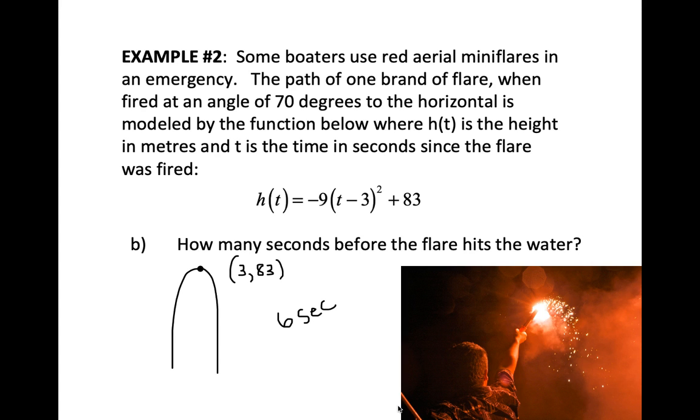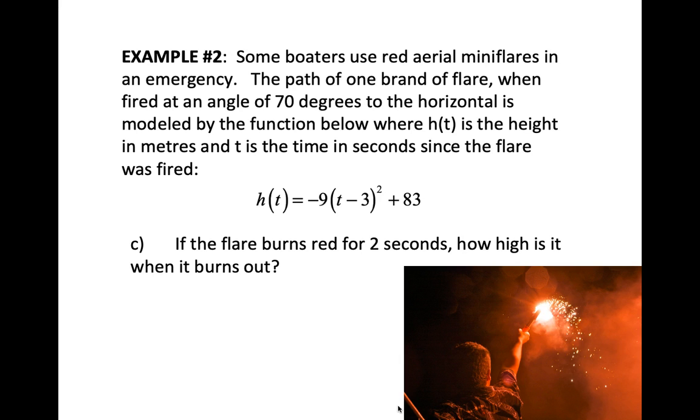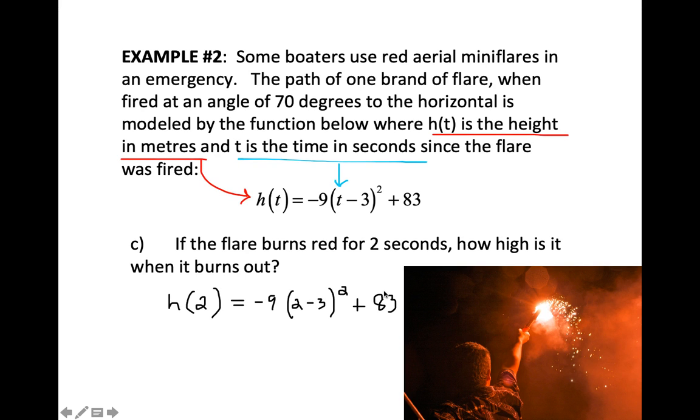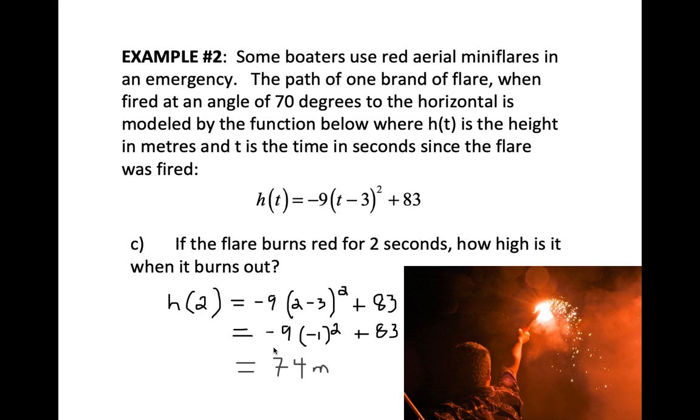And lastly, it says if the flare burns red for 2 seconds, how high is it when it burns out? So what we're looking at is something that has passed a time of 2. And if I substitute that 2 into the t, where it is time in seconds, I should be able to find the height. And so I plug it in. I put in the 2 where there is a t, and I gradually calculate what it is. 2 minus 3 is -1. -1 squared is simply 1. So we will have -9 plus 83, and our answer is 74 meters.